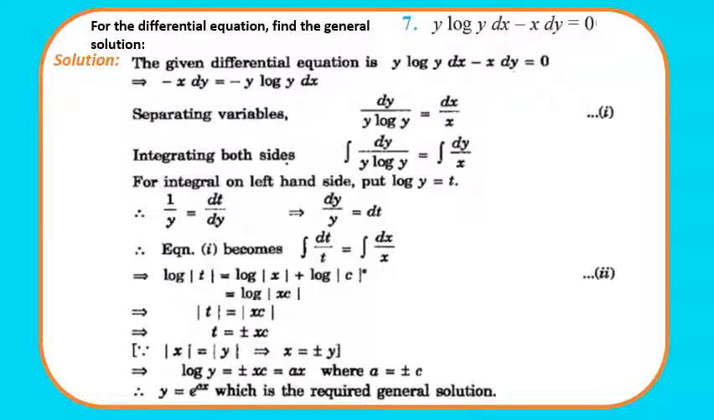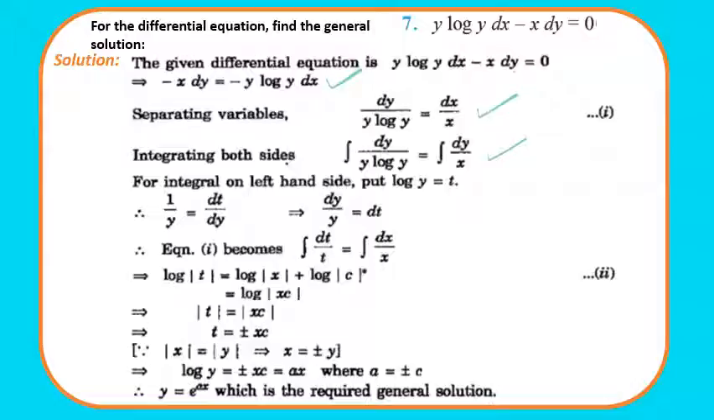Moving to question 7. For the differential equation, find the general solution. We have y log y dx minus x dy equals 0. So first we have to separate the variables. Taking x and y, we get minus x dy equal to minus y log y dx, and separating the variables we will get dy upon y log y is equal to dx upon x. So integrating both sides we get integral dy upon y log y is equal to integral dx upon x.